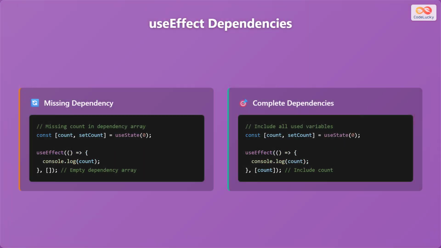The useEffect hook is used to perform side effects in functional components. It's crucial to specify the dependencies array correctly. In the example on the left, the effect depends on the count state variable, but the dependency array is empty. This means the effect will only run once on mount, and won't update when count changes, leading to stale values. The corrected code on the right includes count in the dependency array, ensuring that the effect runs whenever count changes, keeping the side effect in sync with the state.